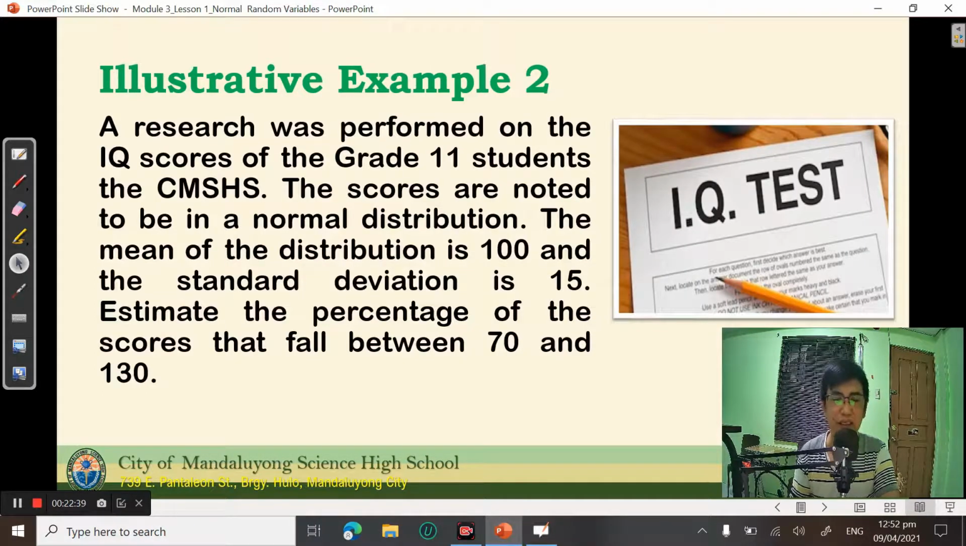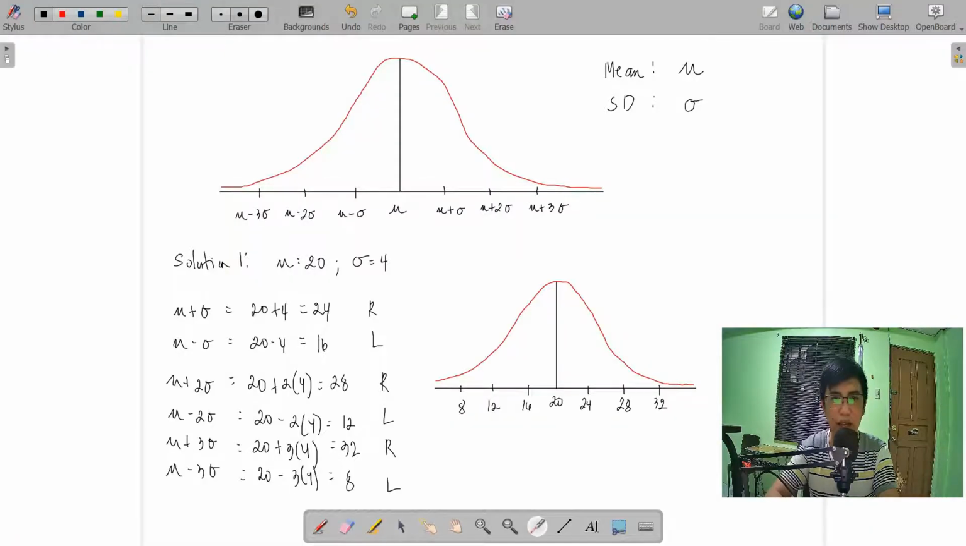Now, for us to be able to understand the empirical rule, let's have an example. A research was performed on the IQ scores of the grade 11 students of the City of Mandaluyong Science High School. The scores are noted to be in normal distribution. The mean of the distribution is 100 and the standard deviation is 15. Estimate the percentage of the scores that fall between 70 and 130. Okay, let's have now the solution.